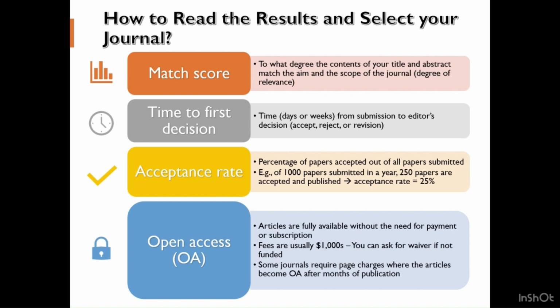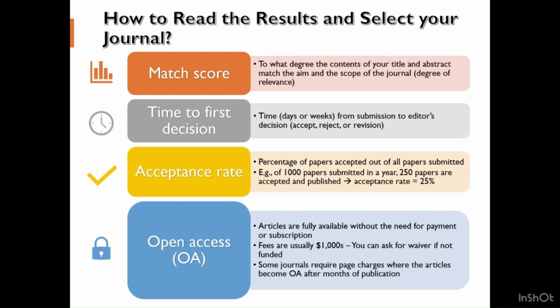Lastly is the open access. This tells you if the articles are fully available without the need for payment or subscription. That's what open access means. Journals can be either fully open access or hybrid. Hybrid means that they can publish their articles as open access or based on subscription. So only, for example, institutions that have a subscription with this publisher, the students or the faculty members of this institution, can have access to these articles. This is what's called subscription journals.